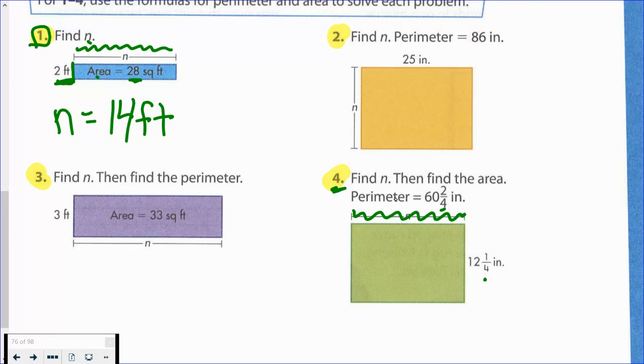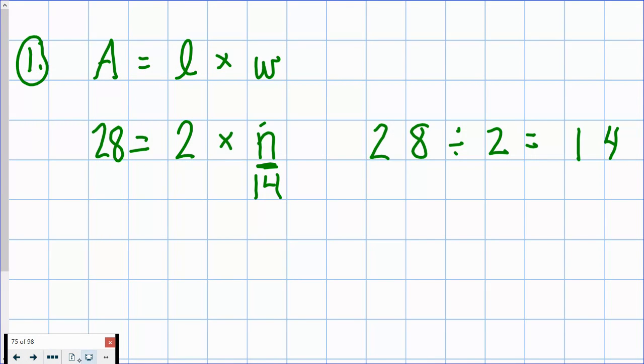We know the perimeter is equal to 60 and 2/4 inches. We know this side is 12 and 1/4 inches. Well, if this side is 12 and 1/4 inches, we know this side is also 12 and 1/4 inches. Okay, step 1, choosing a formula. Well, we've already been told the perimeter, so the formula that we're going to use is the perimeter formula. Okay, so let's come to our grid paper.